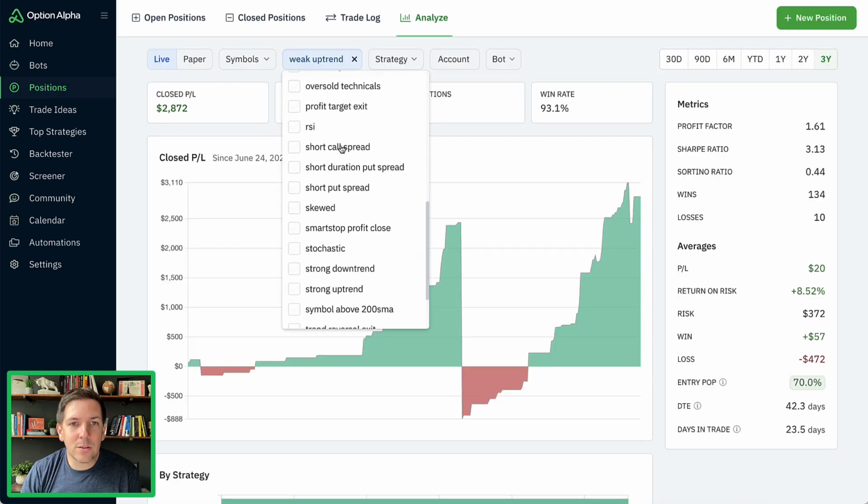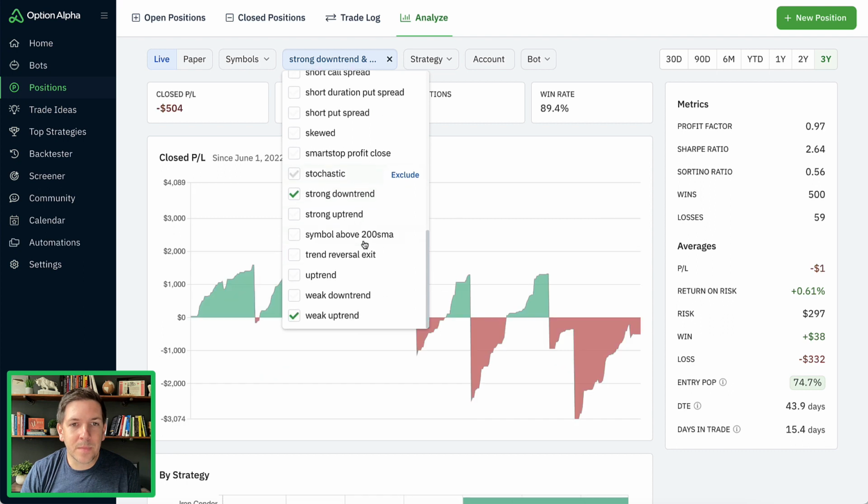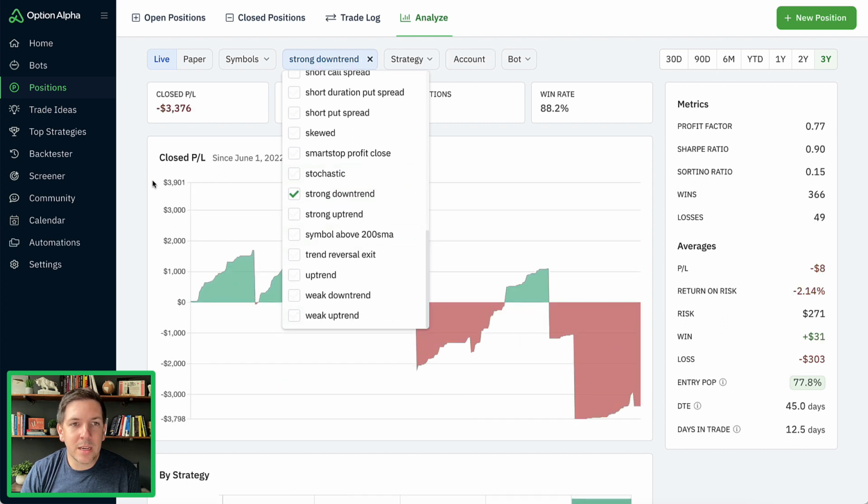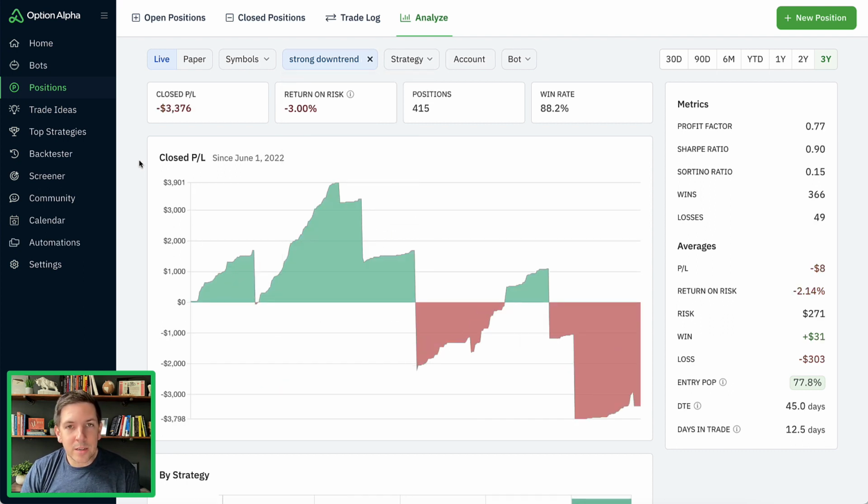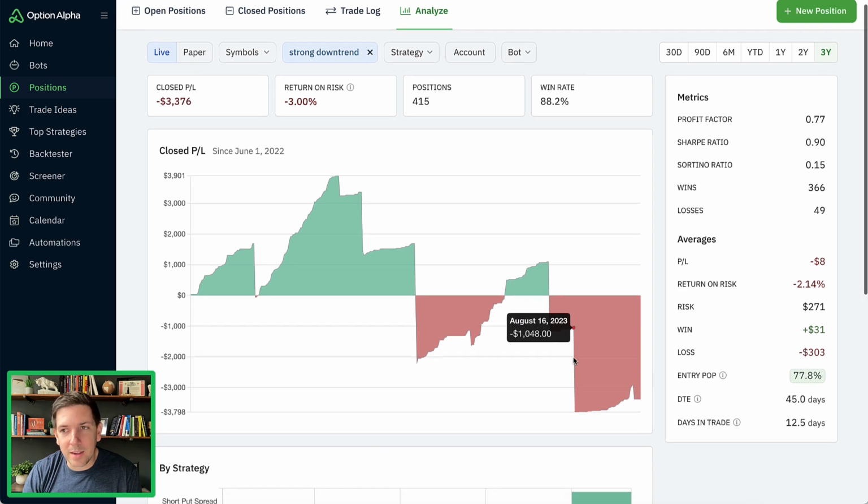So let's go here to strong downtrend and we'll take off the weak uptrend. Strong downtrend likewise did not do as well, just like strong uptrend. Anytime it was an aggressive downtrend, it actually started off okay for, I guess you could say, the better part of a year plus. And then it went through a bunch of expiration periods where it just got annihilated again.